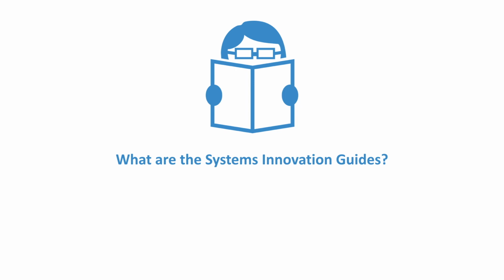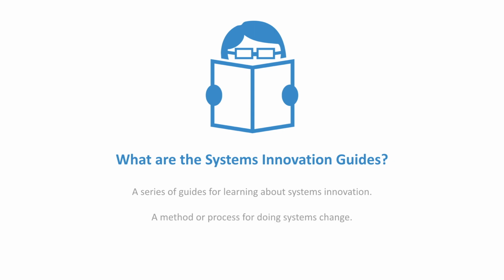What are Systems Innovation Guides? This is a series of guides for learning about systems innovation. It's also a method or process for doing systems change. So they can be used as scaffolding for a learning program, or also for doing workshops or systems change labs or any systems change initiative.